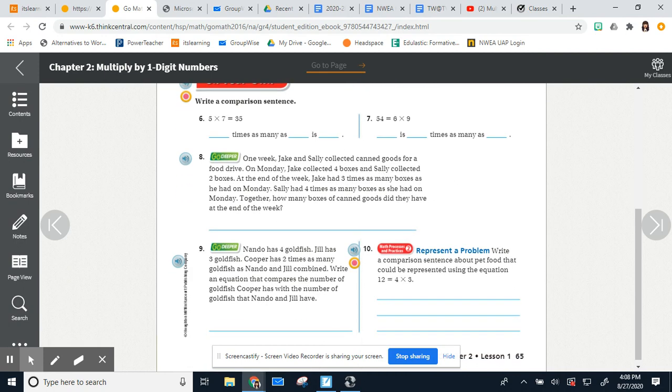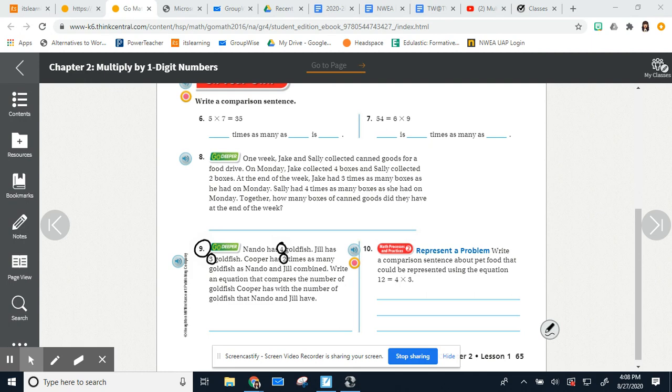Yes, number 9, our go deeper question. That was it, the goldfish question. Okay, and I told you that I would give you some major help on this, and I'm going to deliver on that promise. So again, let's read through this problem and use our cube strategy. Nando has 4 goldfish. Jill has 3 goldfish. Cooper has 2 times as many goldfish as Nando and Jill combined.